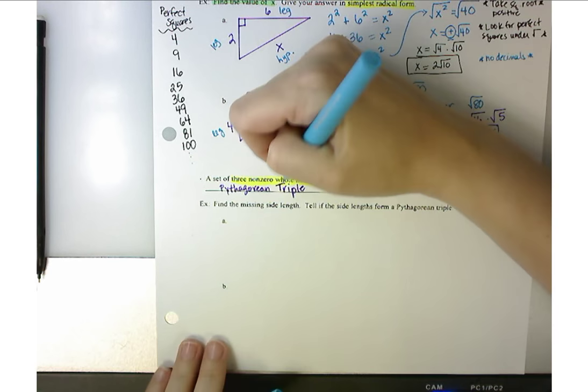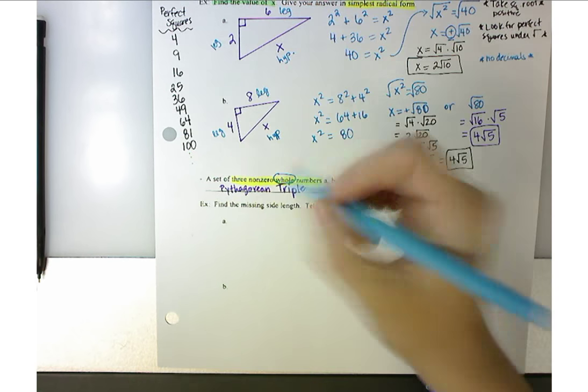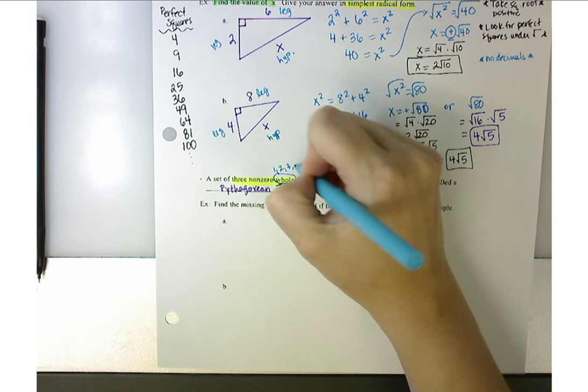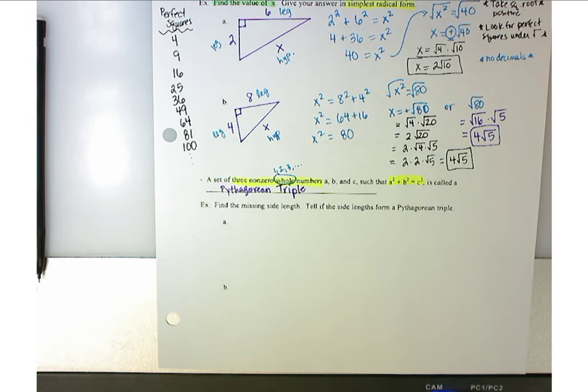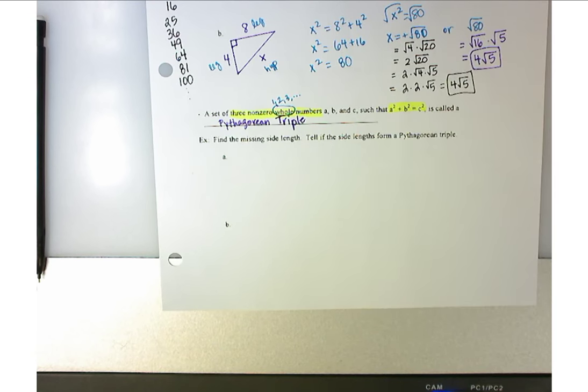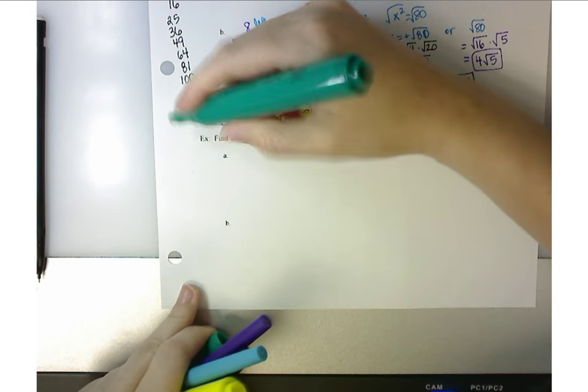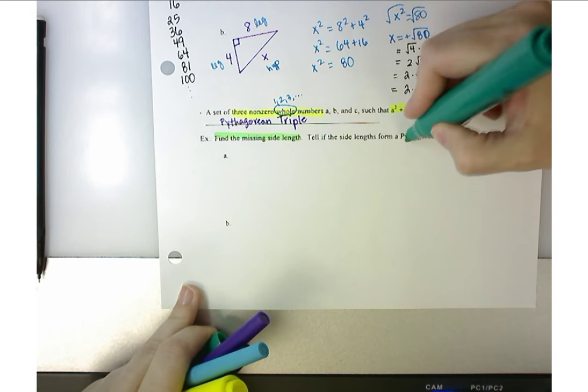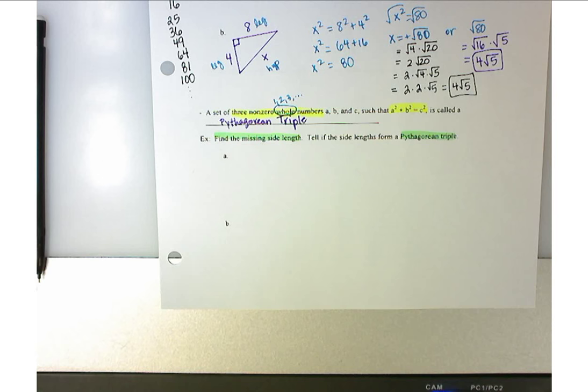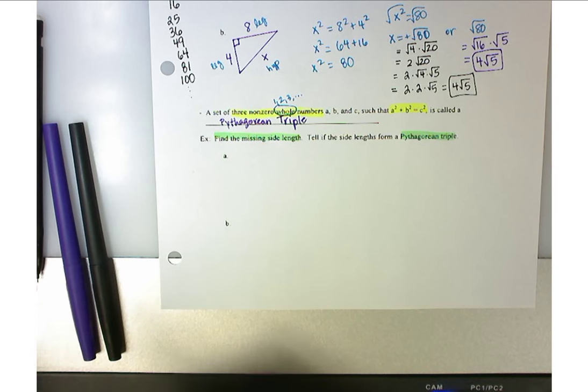Okay, so whole numbers are like 1, 2, 3, 4, all the way to infinity. Okay, they cannot have radicals in them. So what we're going to do is we are going to find the missing side length, and then we have to tell if it forms a Pythagorean triple. So find the missing side length, and then tell if it's a Pythagorean triple. So if you don't have a whole number, then you know right away that you do not have a Pythagorean triple.